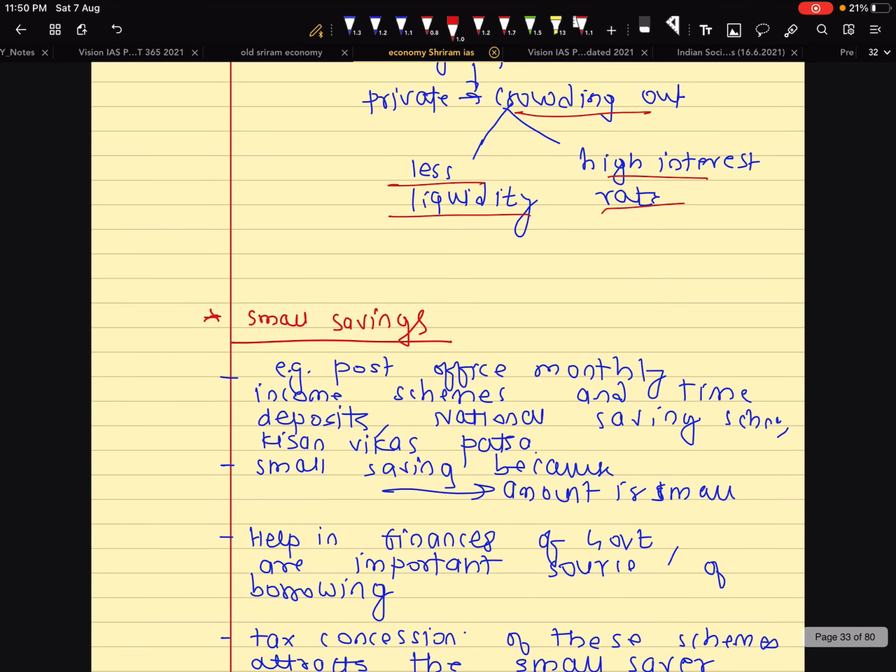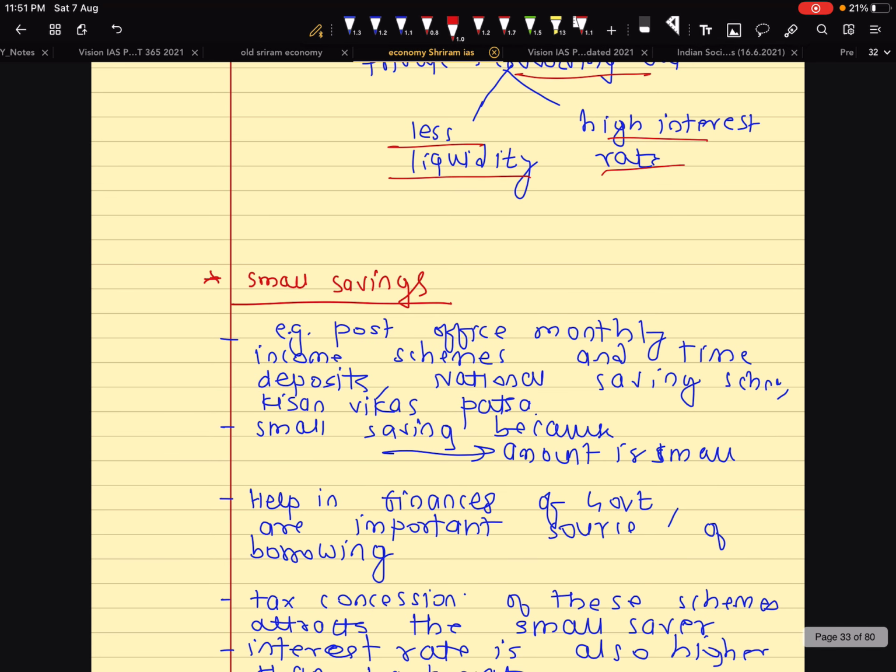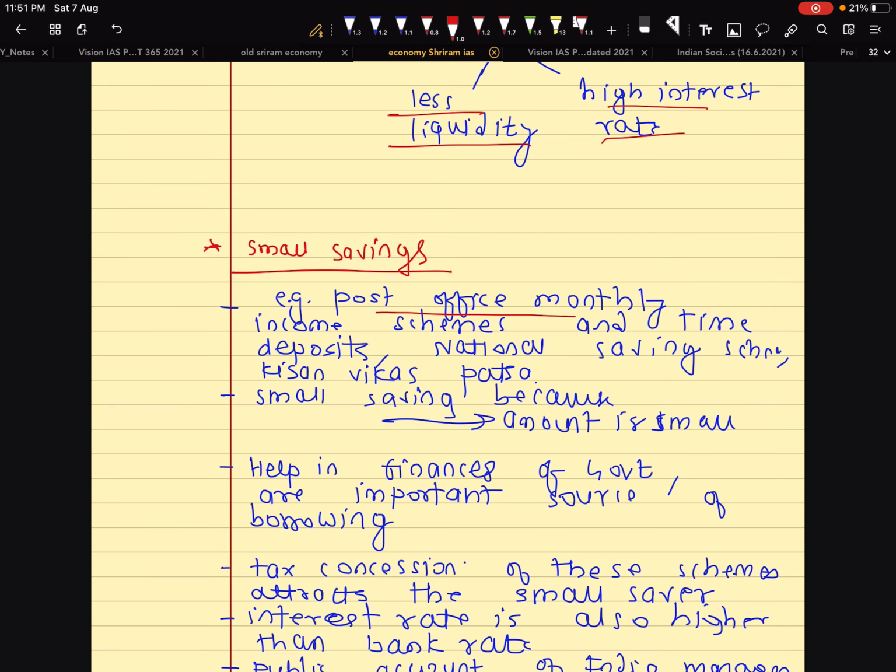Then small savings. Examples of small savings are post office monthly income schemes, time deposits, the National Savings Scheme, or Kisan Vikas Patra. All these are examples of small savings. But we have seen many times that small saving schemes are always in the news. Why are they so popular, and why are they called small savings?